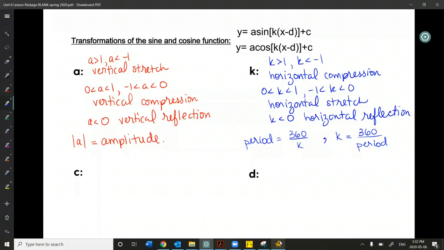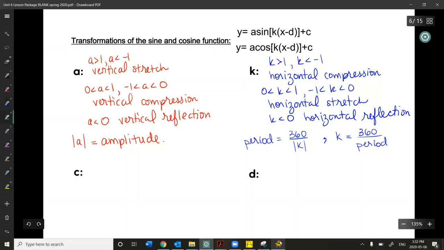Now, typically, k in these cases will never be negative. But if you happen to see something that's negative in your travels, we do want to make sure that the period is a positive value, as I mentioned above. So make sure you take the absolute value of k if it happens to be negative.